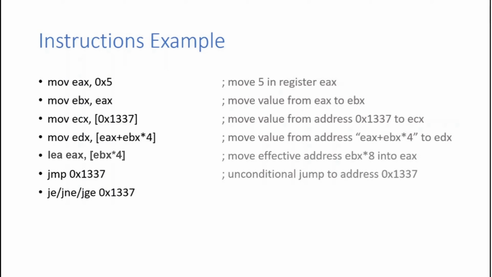Jump if equal to, jump if not equal to, or jump if greater than or equal to x1337 is a conditional jump to that address. We will have a look at conditional and unconditional jumps when we learn about loops in assembly.